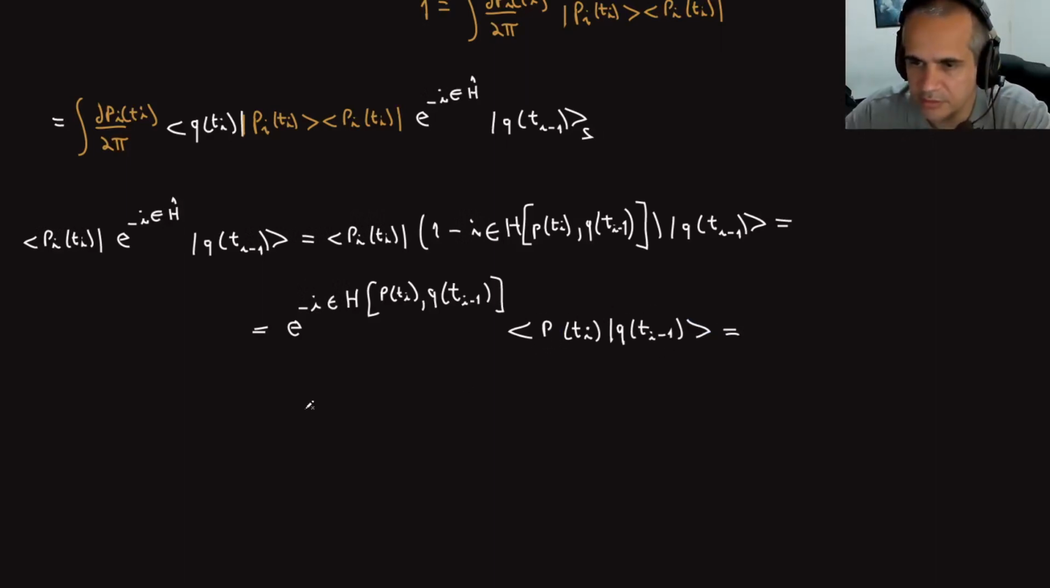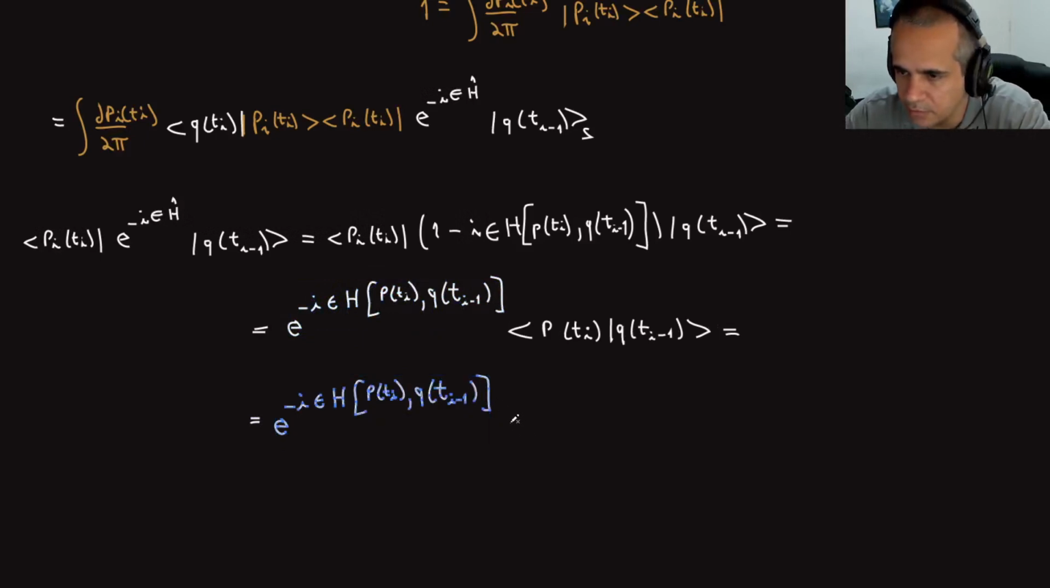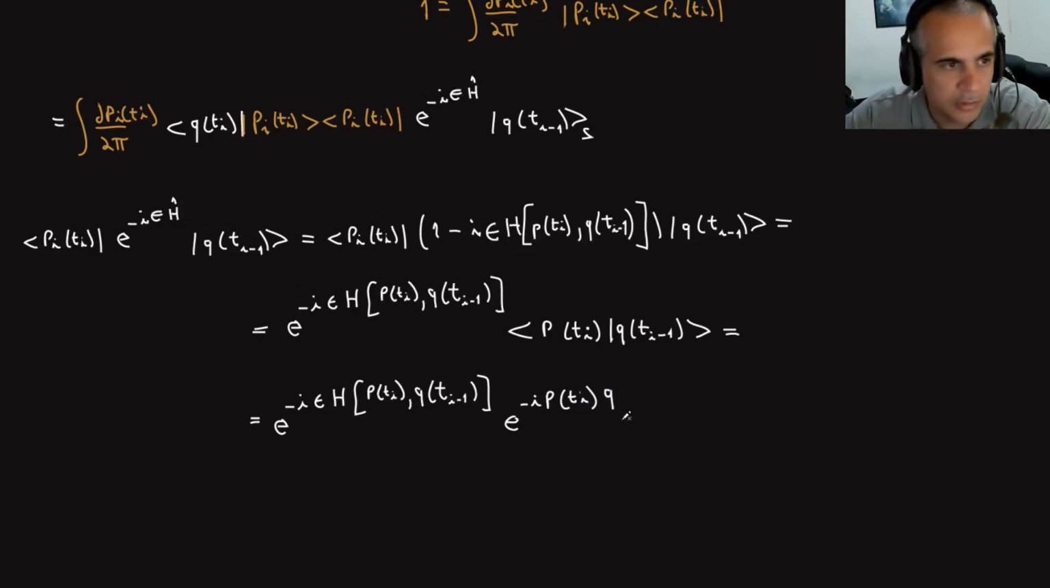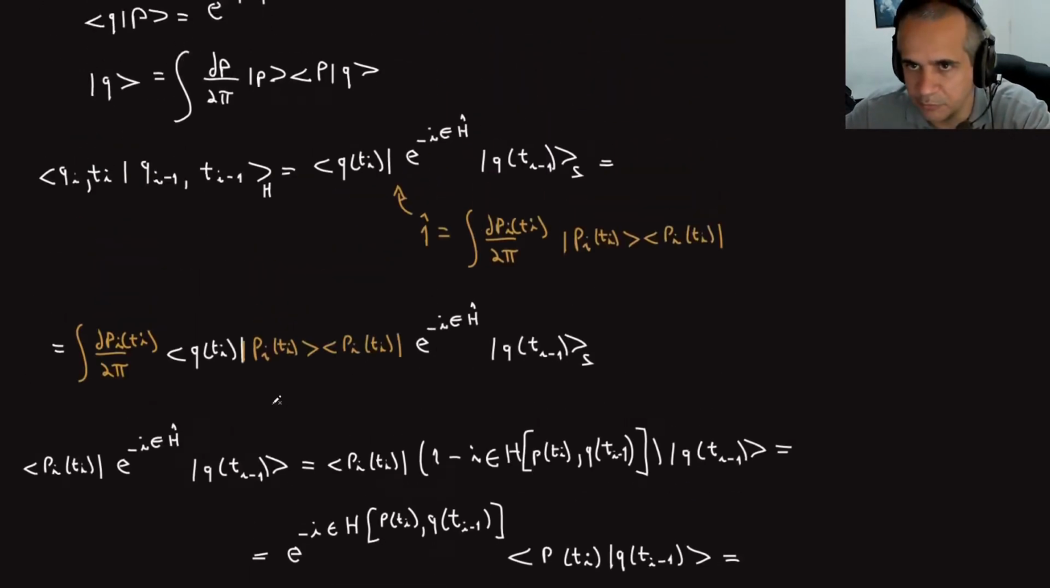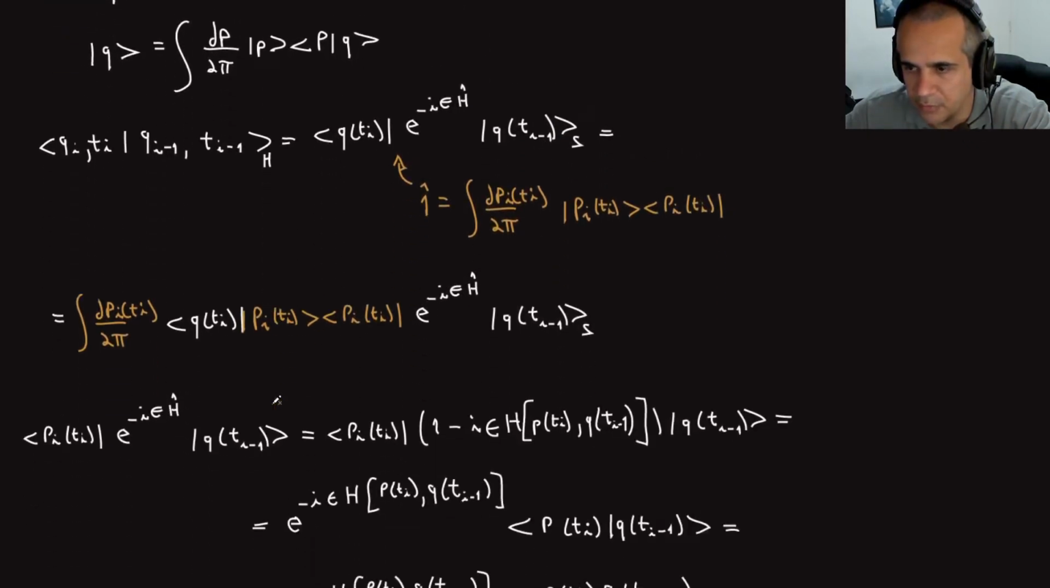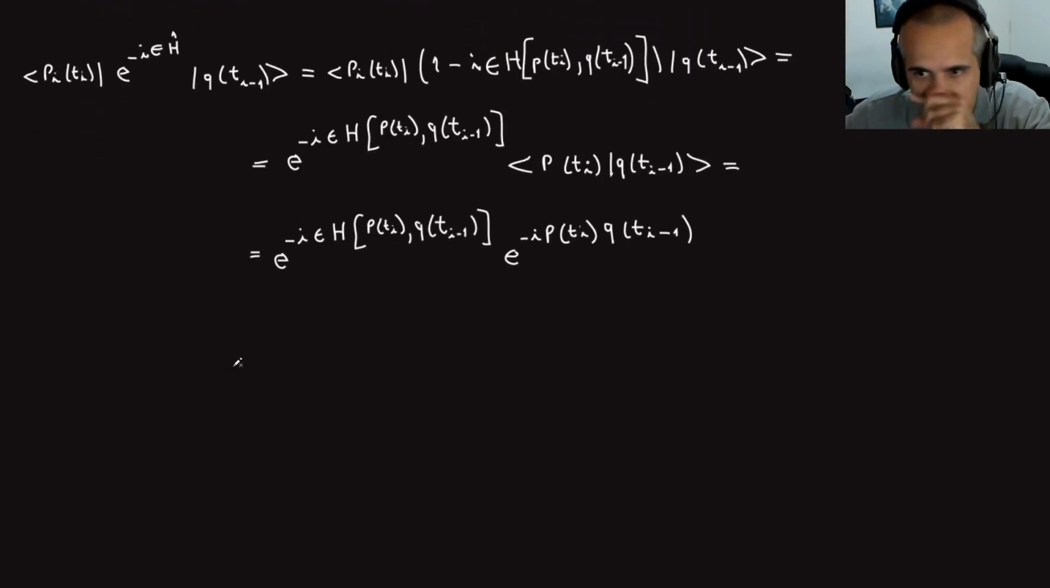This second part is just an exponential, so I can rewrite all of these just as this first exponential times another exponential of minus i P of Ti times Q of Ti minus 1. Right? Now I have to go back with this to the expression above. I'm trying to calculate this expression for one of those transitions. I already did this part. I also have to do this one. So let me take this down here.